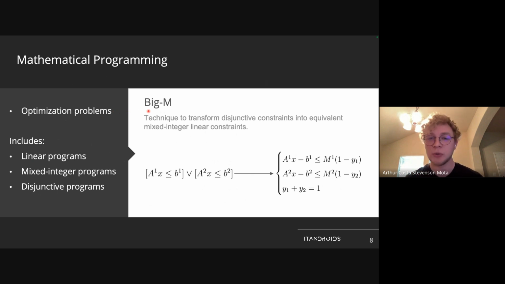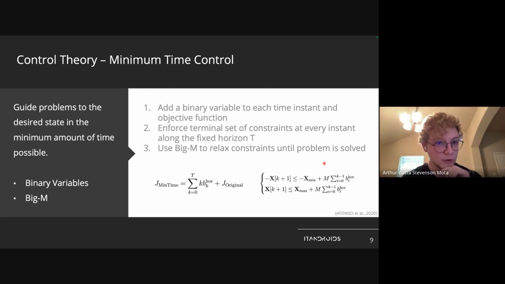One such technique, which will be used in two cases, which I will talk about later on, is Big M, which is a technique to transform the disjunctive constraints, so a set of OR constraints, into equivalent mixed integer linear constraints, which is this system of equations and inequations here. So this is not very easy to code when you are doing the numerical optimization, and this is a lot easier. So it just helps to transform these constraints into something that is computationally tractable.